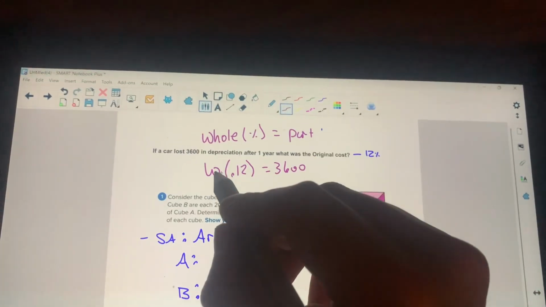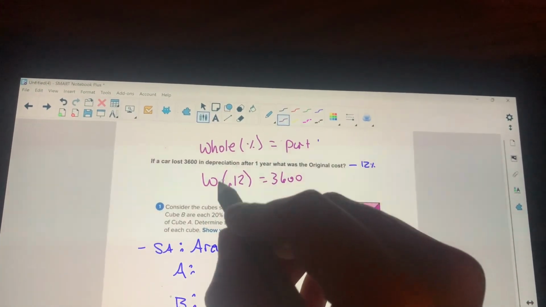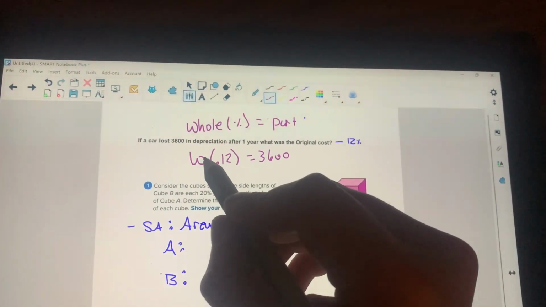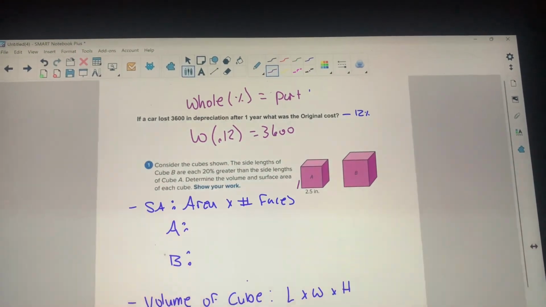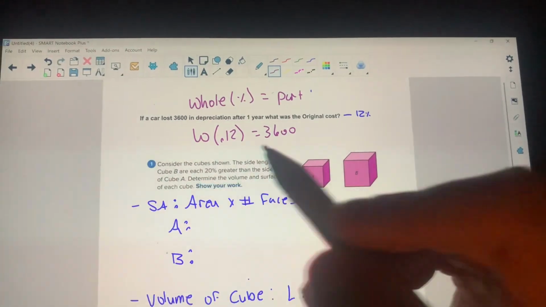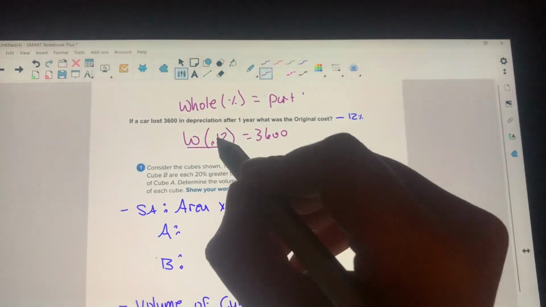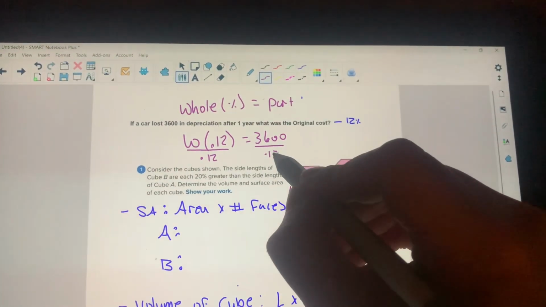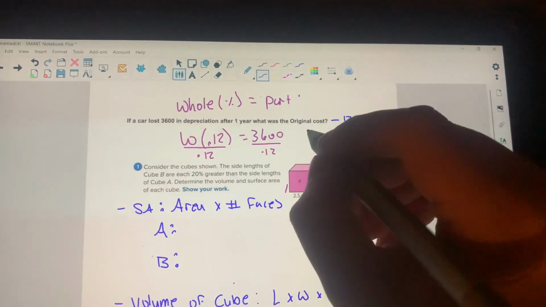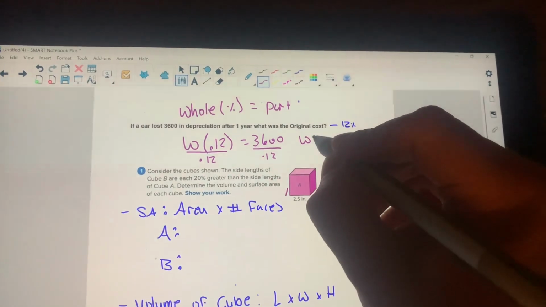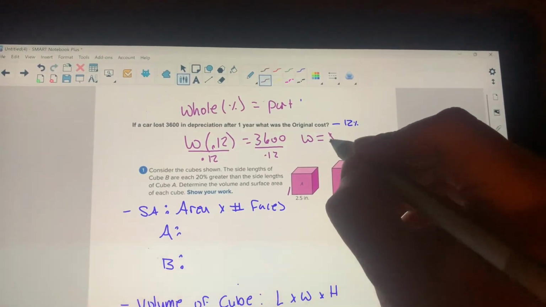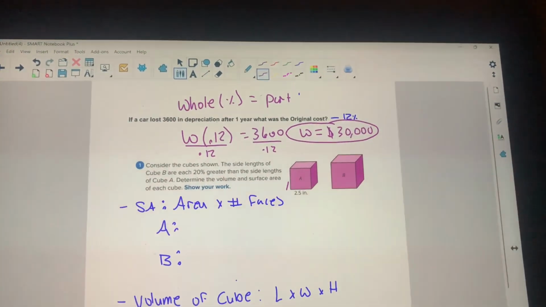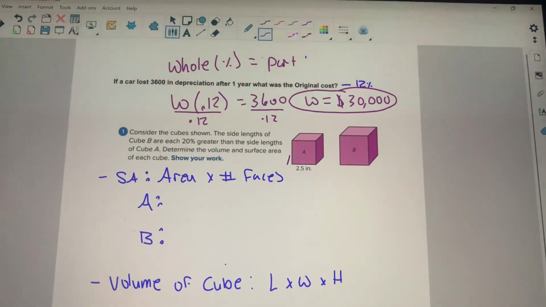So I need to ask myself, what's happening between my variable and my constant? Well, there's no sign here. So the imaginary operation is multiplication. Since there's no sign, I know it's multiplication. So undoing multiplication, I divide. So I need to divide by 0.12 on both sides. When I do 36,000 divided by 0.12, I get my whole value of the car equals $30,000. So the original cost of this car was $30,000.